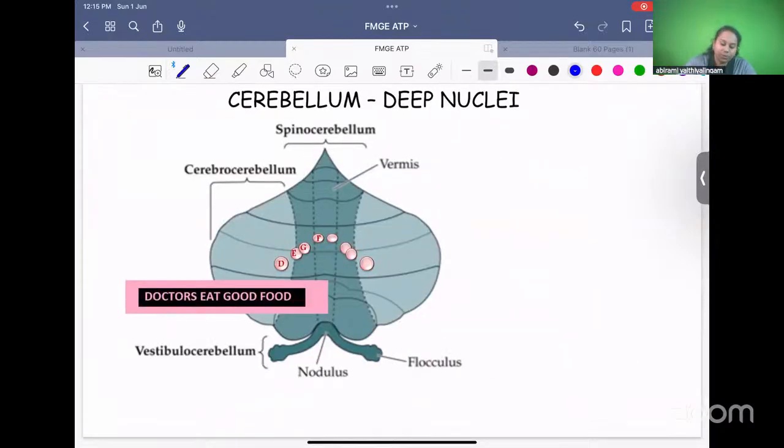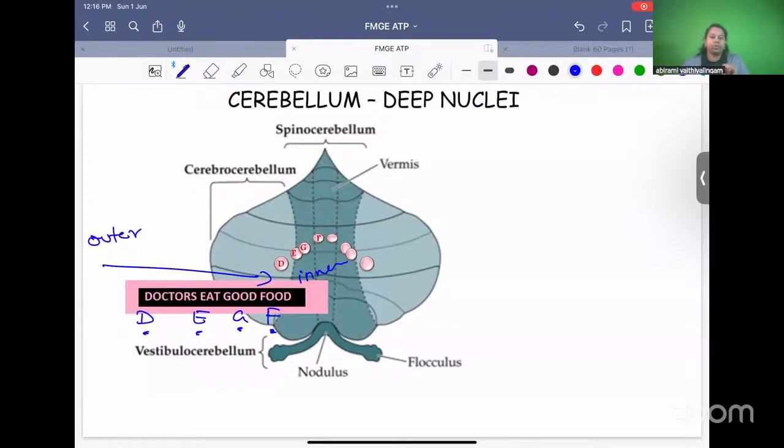Deep inside the cerebellum, we have 4 different nuclei. The mnemonic is doctors eat good food: D, E, G, F. From outer to inner, outermost is dentate, then emboliform, globose, and fastigial is innermost. So the mnemonic is doctors eat good food.